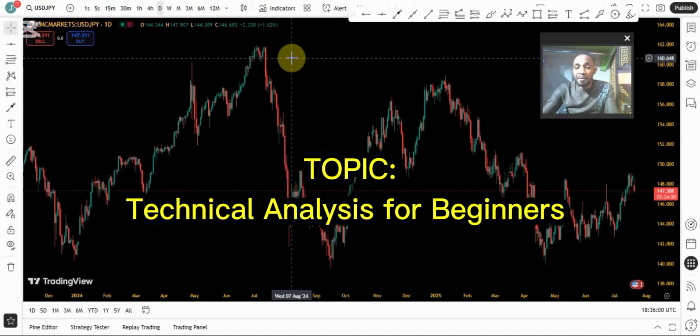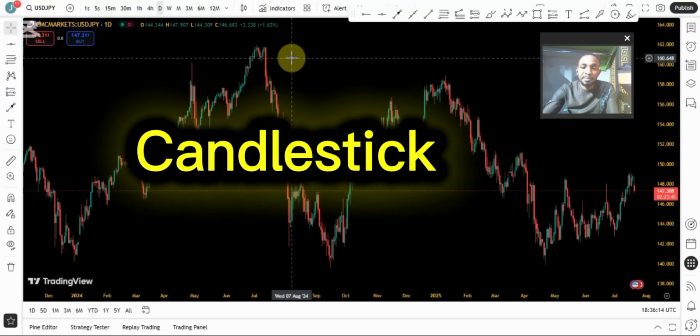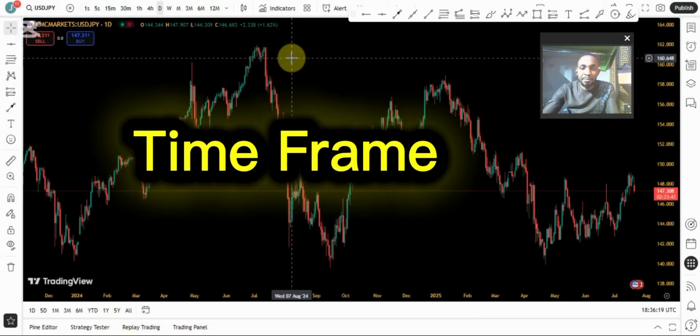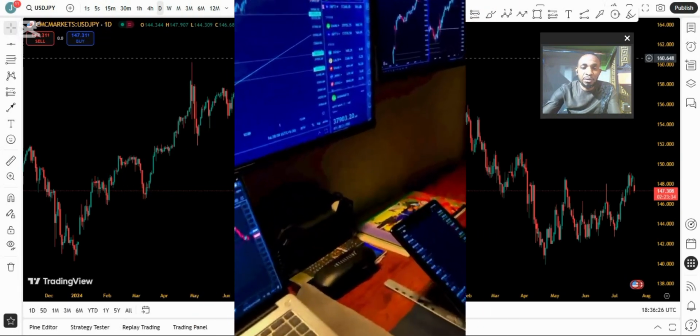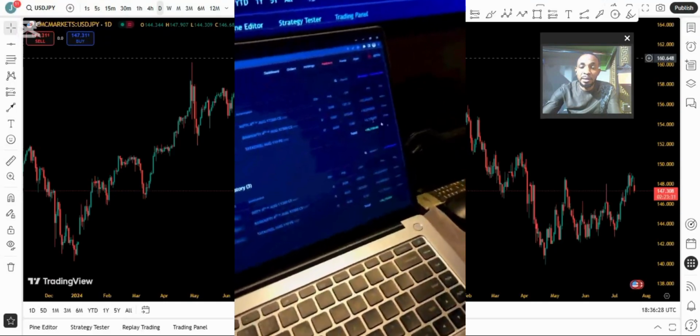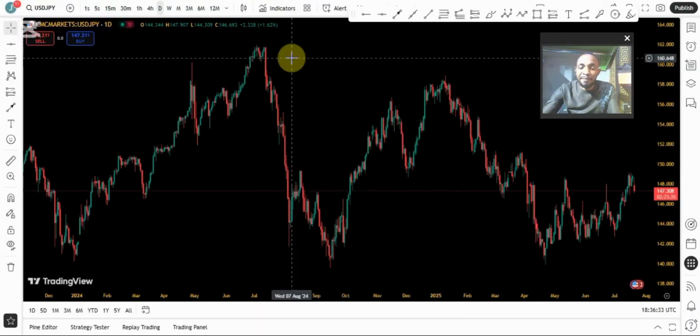As a beginner Forex trader, before you do a technical analysis, there are two things you need to understand. The first is the knowledge of candlesticks. The second is the time frame, the trading time frame. What are candlesticks? Candlesticks are a pictorial representation of the activities in the market in respect to time frames.